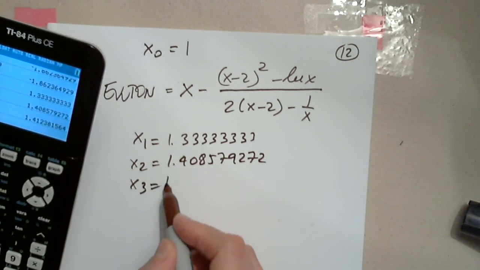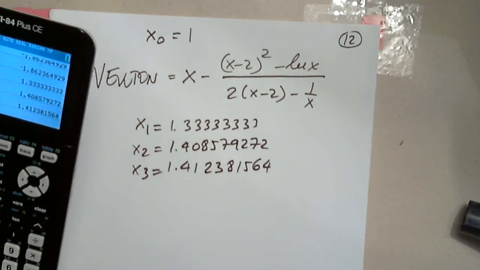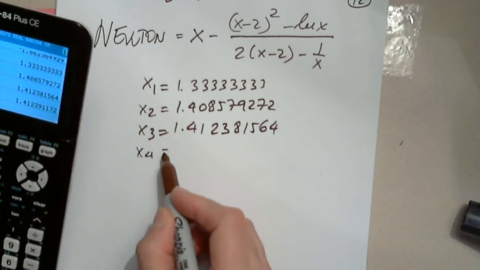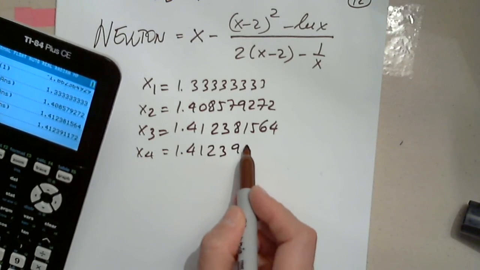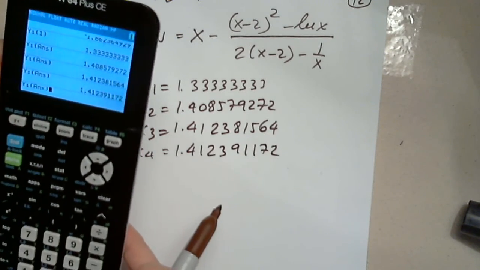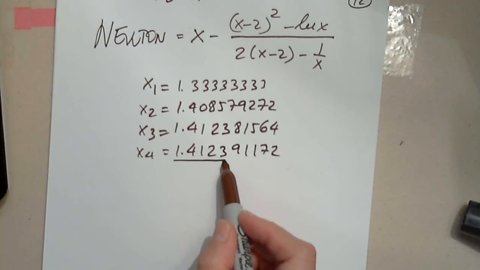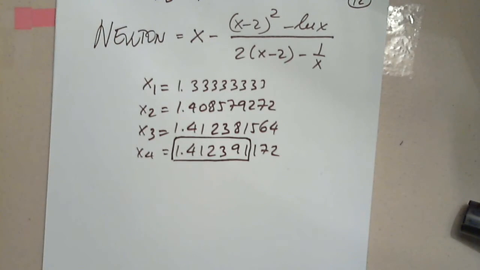The next will be 1.412381564. The next one, we haven't decided how many decimal digits. I'm assuming 6. 1.412391172, and this should be more than enough. It's the same. So we determined the solution, or the zero of this function, with 6 digits accuracy.